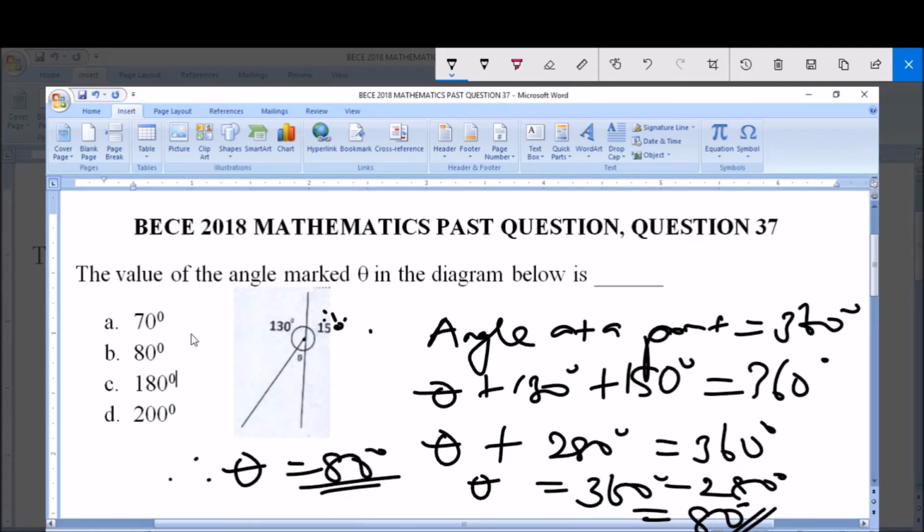Now from the options, option A says 70, which is wrong. B says 80, which is correct. C says 180, which is wrong. And D says 200, which is wrong. So the final answer and the correct answer is B, 80 degree.